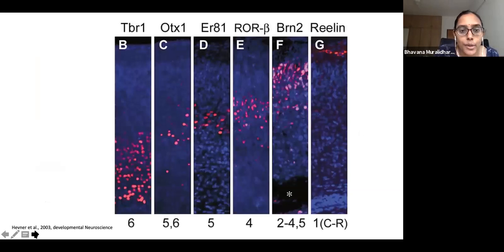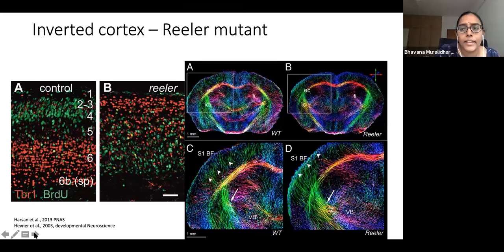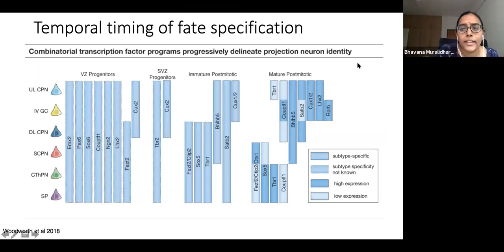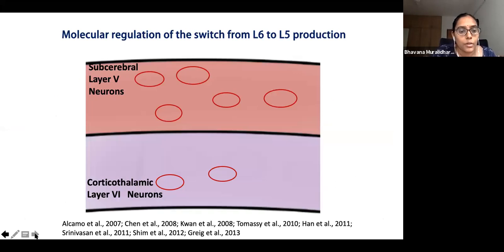And this is where we had perhaps stopped, where we were discussing how this entire temporal specification is regulated by the expression of transcription factors in the progenitors, in the SVZ progenitors, which are the intermediate progenitors. Then some new transcription factor machinery or combinations come up in immature post-mitotic neurons, followed by more in the mature post-mitotic neurons as well. I also talked about my own work in this, but I'll skip all of this.